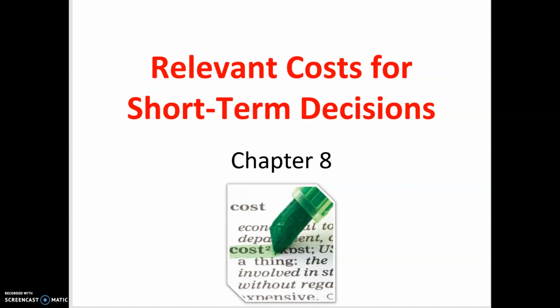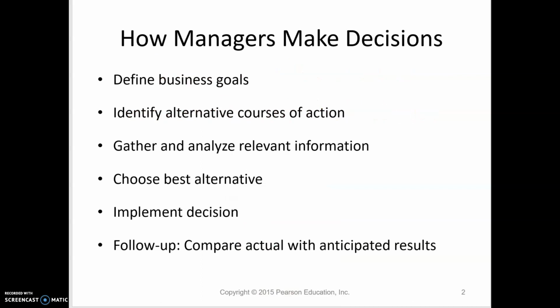We've been talking about using managerial accounting information to help managers make decisions. In Chapter 8, we're going to look at 6 specific decisions that a manager could make. So let's look at the process for making a decision. It's going to be based on the goals of the business. And so we can identify specific courses of action that will help us achieve those goals. Okay? But then we have to decide which course of action to take.